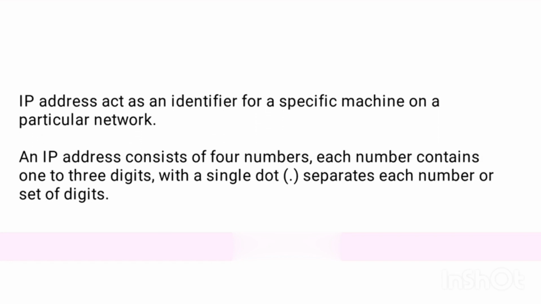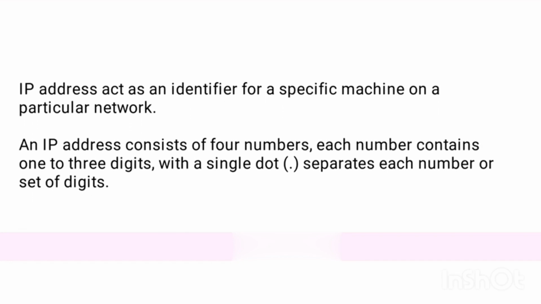An IP address acts as an identifier for a specific machine on a particular network. An IP address consists of 4 numbers. Each number contains 1 to 3 digits, with a single dot separating each number. IP addresses are not produced randomly. They are generated mathematically and are assigned by the IANA, Internet Assigned Numbers Authority, a department of ICANN.